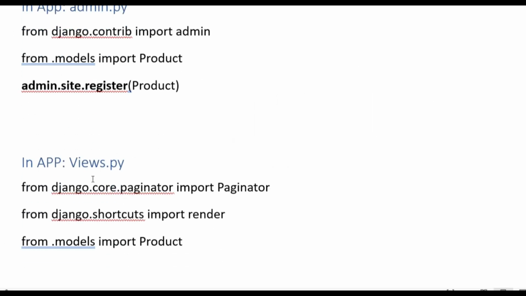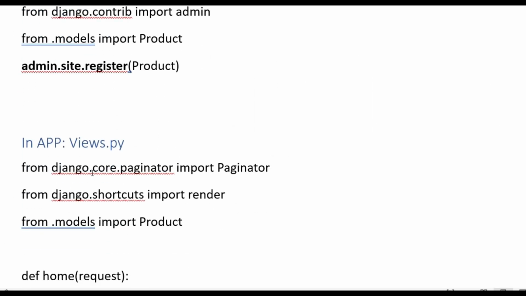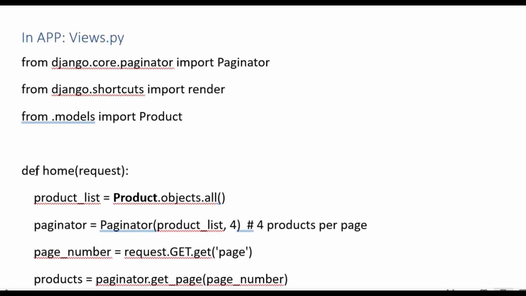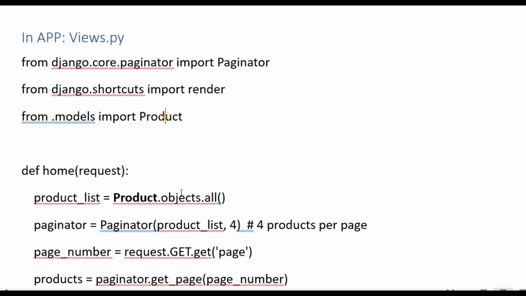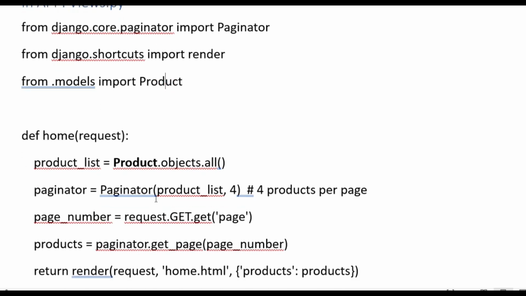We are registering, and now how do we retrieve the data? Hopefully you have already put in the data. In our case we assume there is data. From home, def home, I am giving the request, and you can see Product.objects.all(). This Product comes from .models import Product. Like this I can retrieve all the information from the product table. But in this case I am only displaying four products per page.